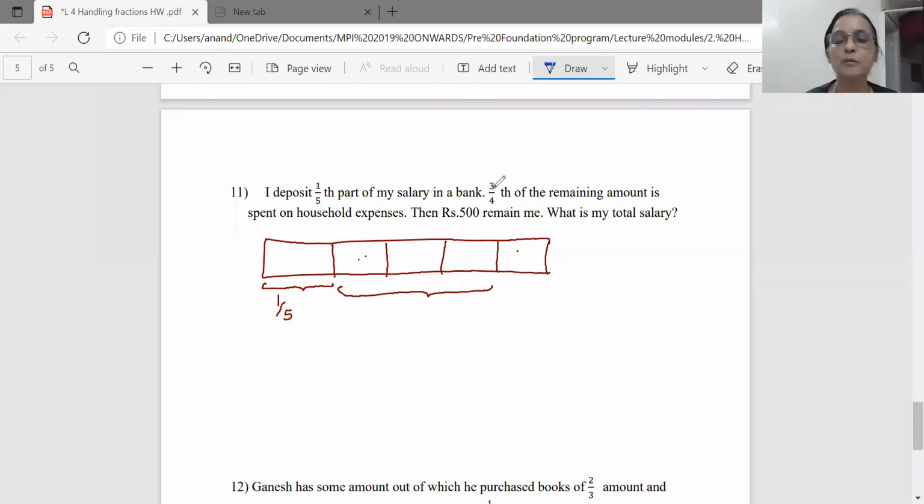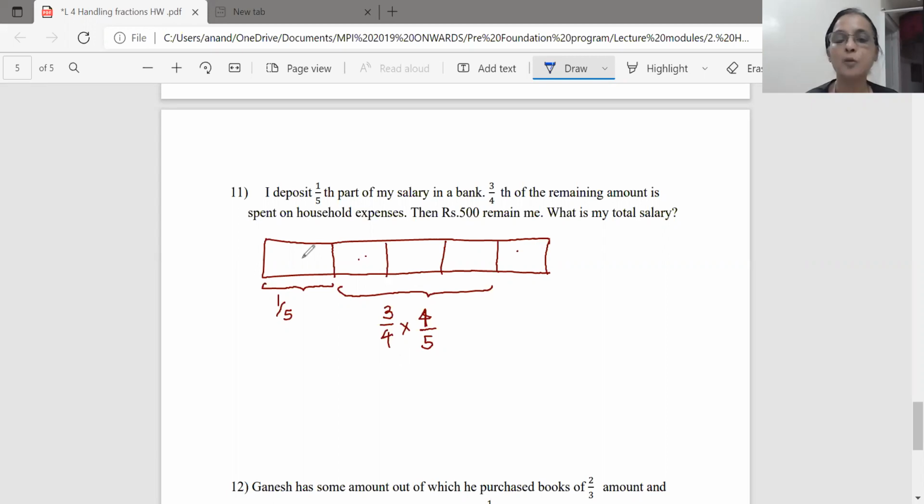Now, is this 3/4 of the whole? No, this is 3/4 of 4/5. Remember that. Please look at this question very carefully. I have deposited 1/5 of the whole in the bank. Out of what remains, how much remains? 4/5. 3/4 of that. But when I look at my compartments, 4 compartments are remaining and 3 compartments out of that I'm spending on household.